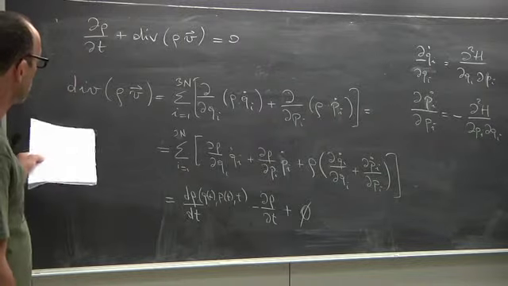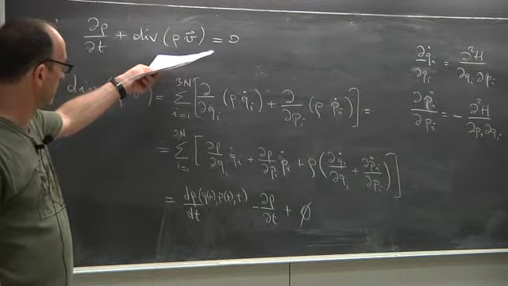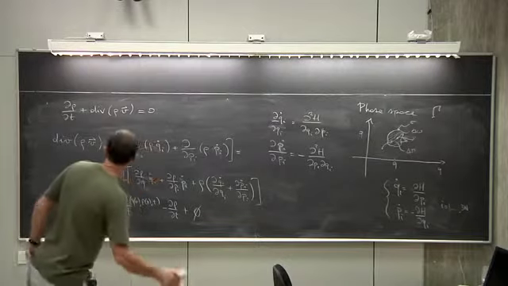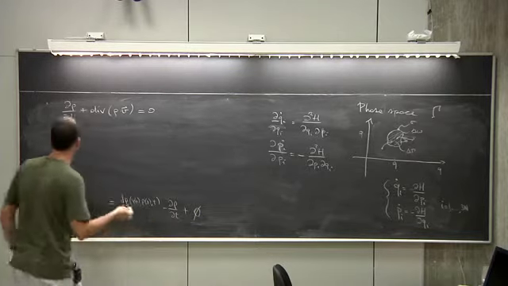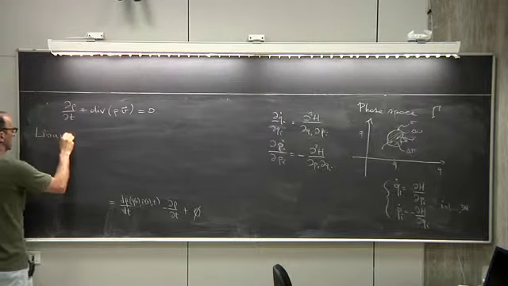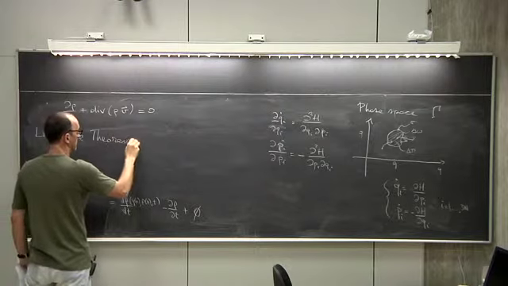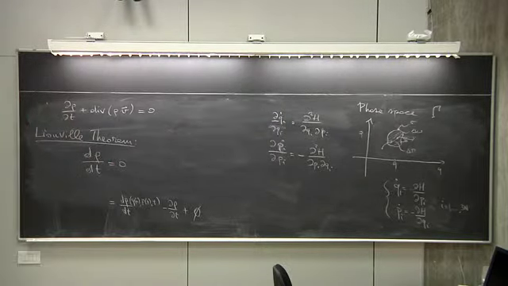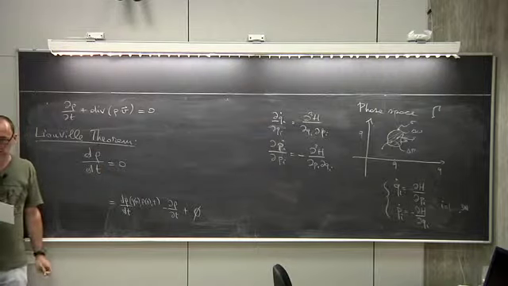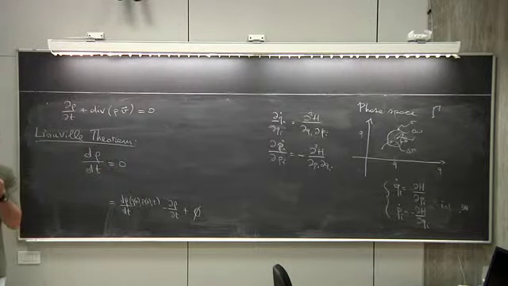So now if you plug in this result, what you get is a quite important result, which is known as Liouville theorem, which states that the total derivative of the density over the trajectories, the total derivative of the density with respect to time, is equal to zero. So if you sit on a particular system and you follow the trajectory, you will see that on the trajectory, the density does not change.